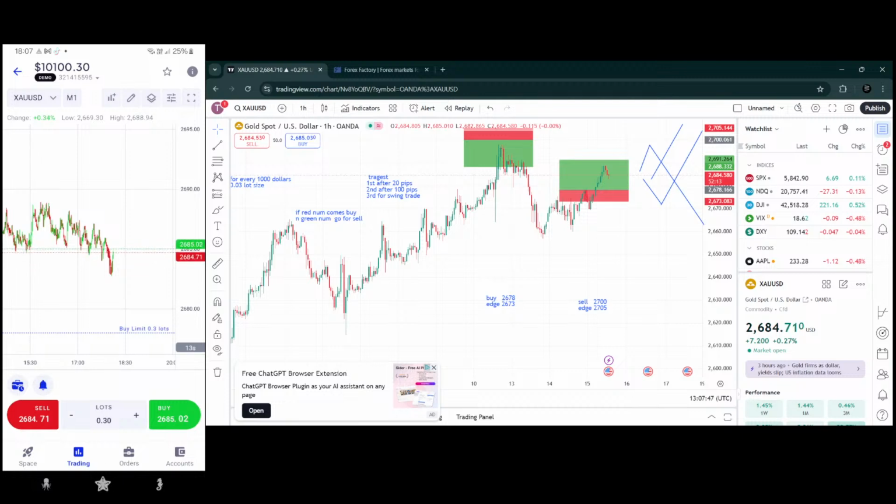From 2680, like 2678 where our entry point is, and from 2680 is the buying zone.